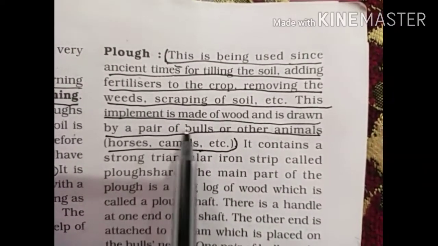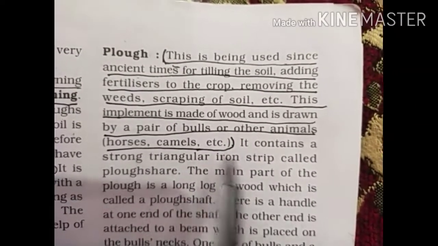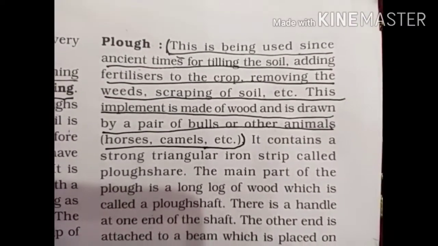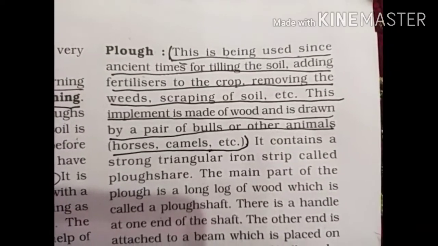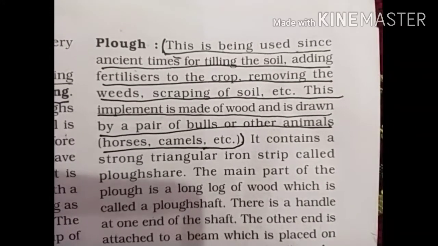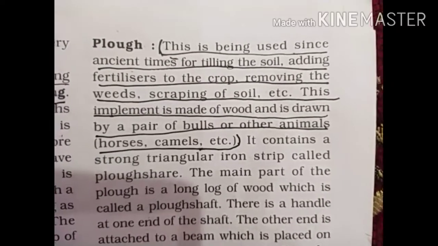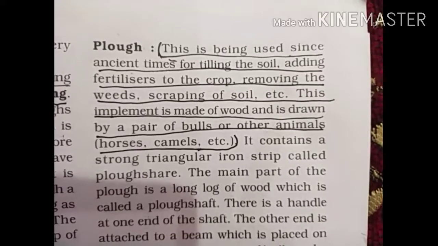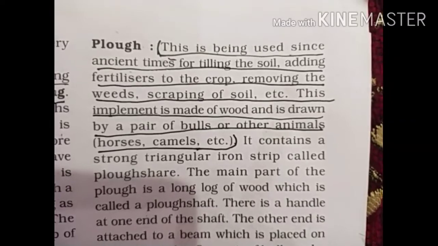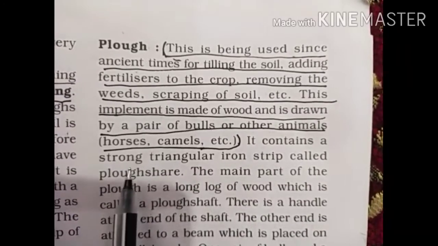This implement is made of wood and is drawn by a pair of bulls or other animals like horses, camels, etc. Here we are talking about the plow. It is the commonly used tool in farming, made of wood, and drawn by animals like bulls. In some areas camels and horses are also used in plowing. It contains a strong triangular iron strip called plowshare.